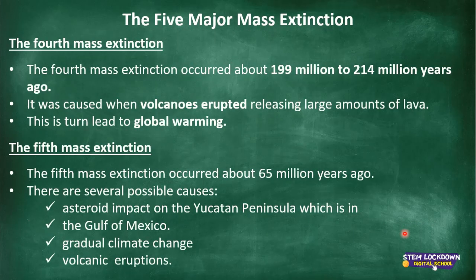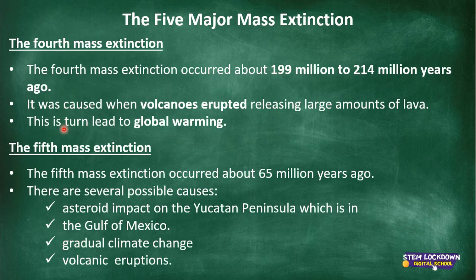So the fourth mass extinction occurred about 199 million years ago to 240 million years ago, during that range, between these two times. So it was caused when volcanoes erupted and they released large amounts of lava. So lava comes from magma. So when there's a volcanic eruption, magma rises and then it becomes lava. What we see is lava and not magma, but it's magma. This led to global warming. It leads to global warming.